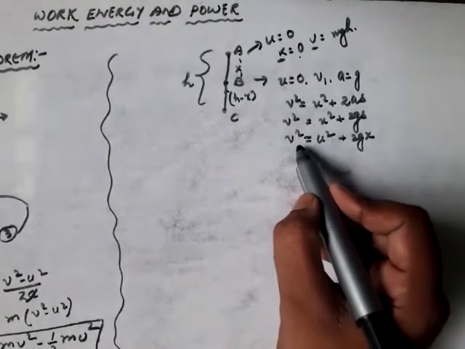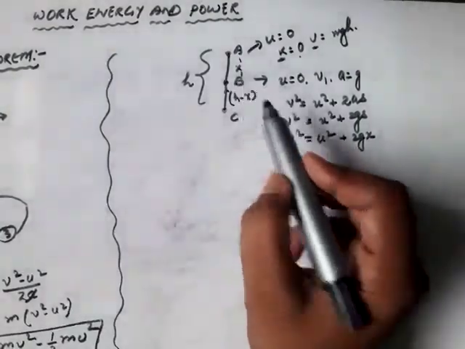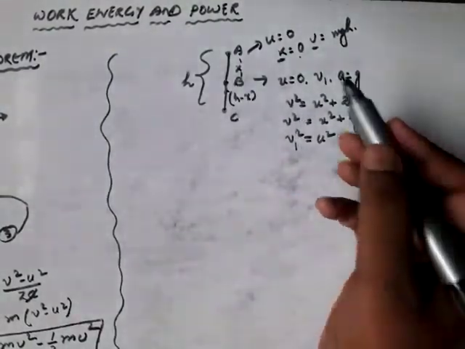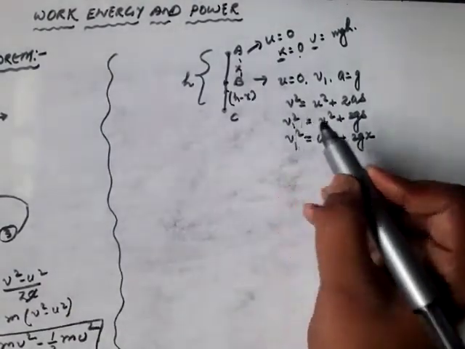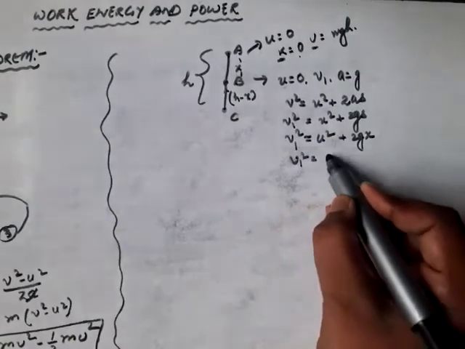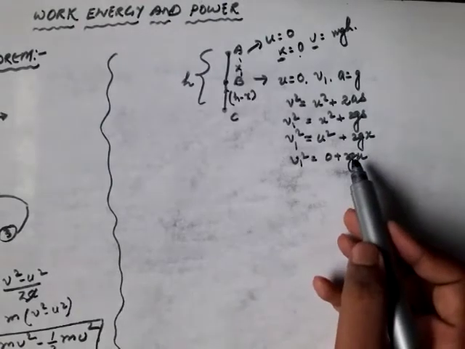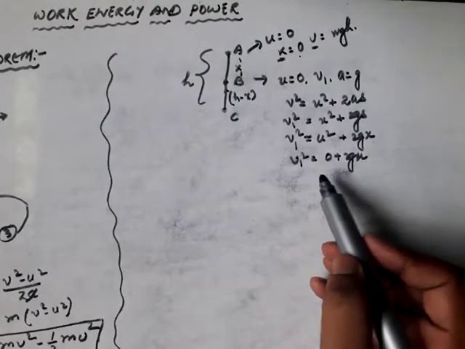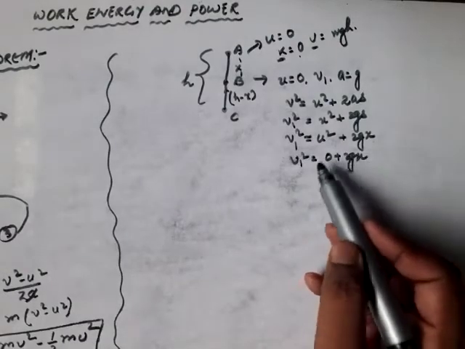The initial velocity is 0, and the final velocity is v1, since it has acquired velocity v1 from falling freely. So v1 square equals 0 plus 2gx. This is the final velocity relation.